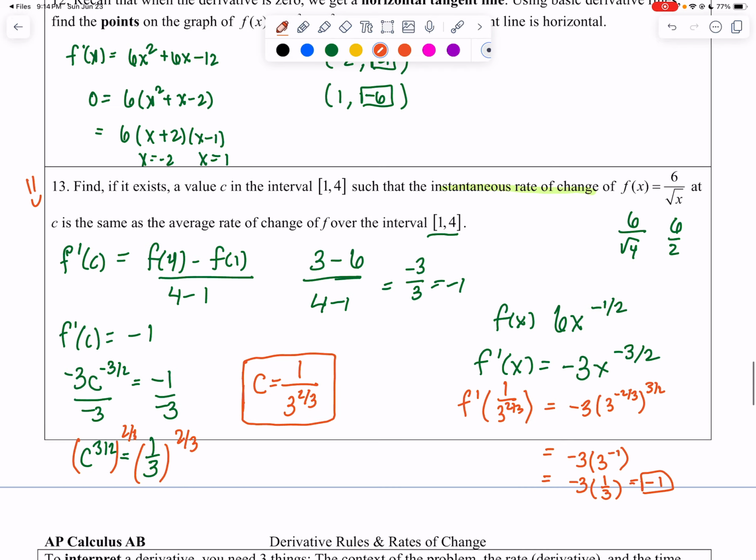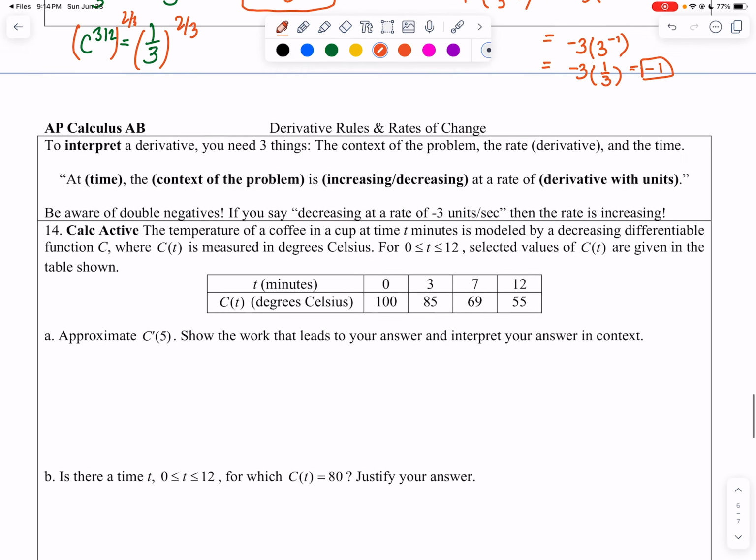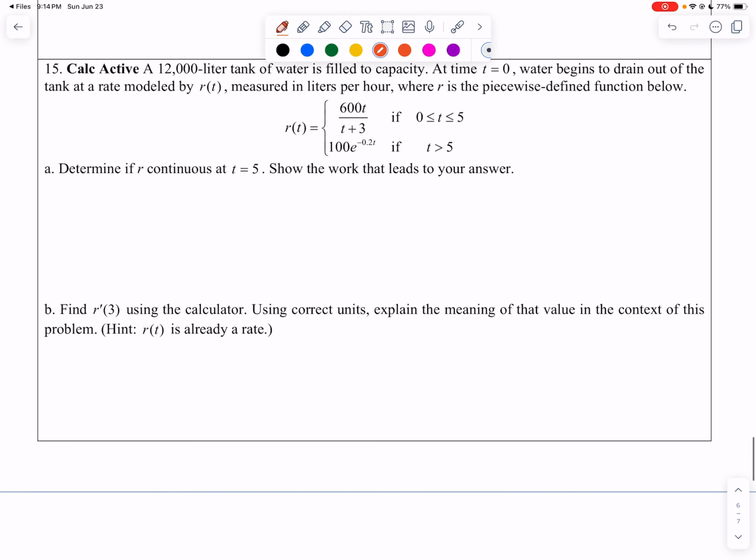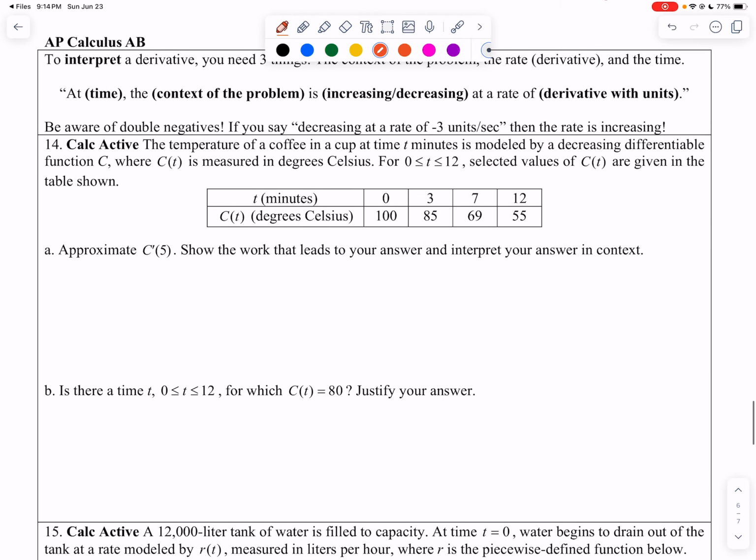All right, in the next video, we will talk about interpreting derivatives. That one should be short since there's only 2 problems.